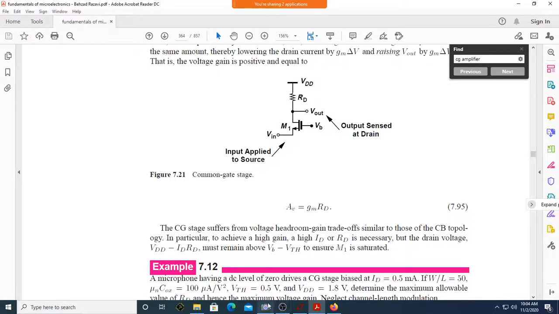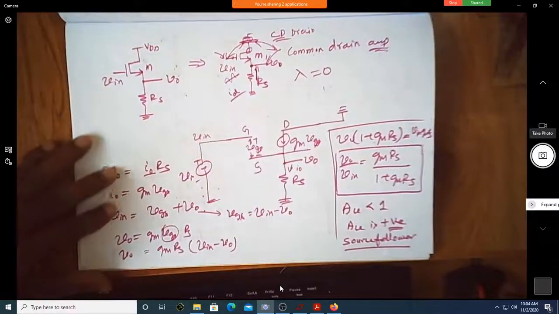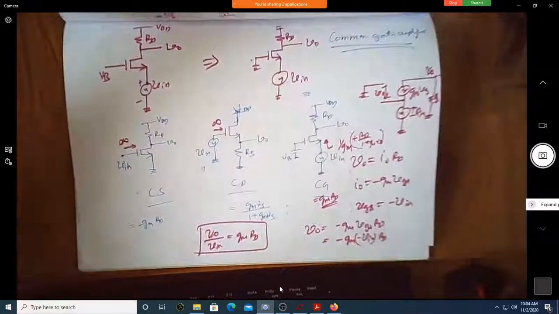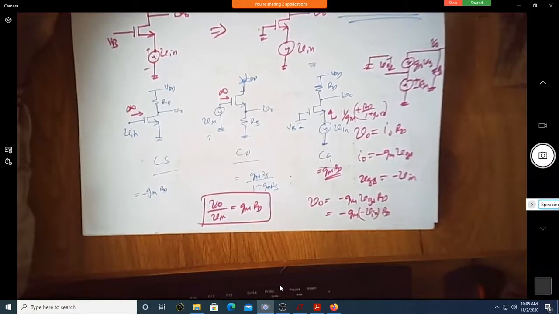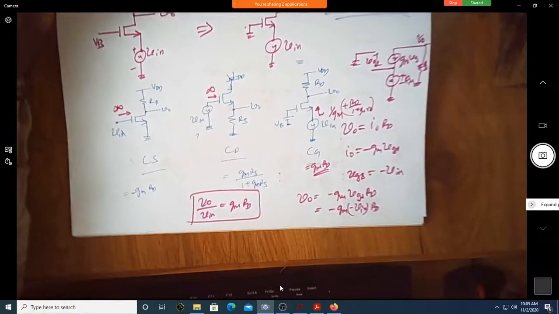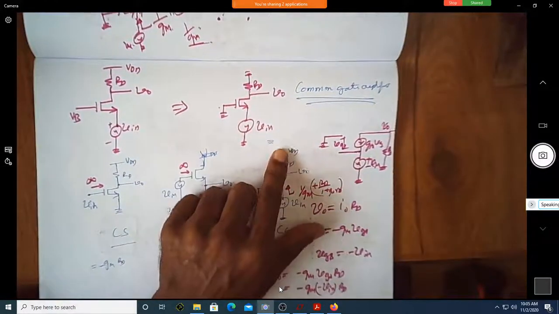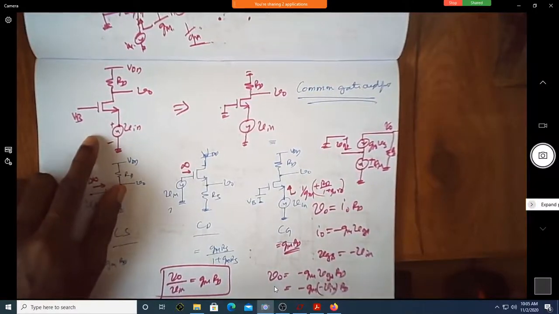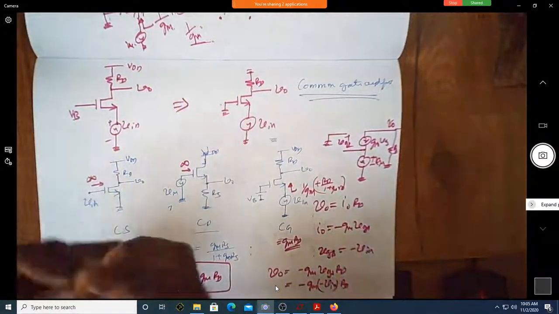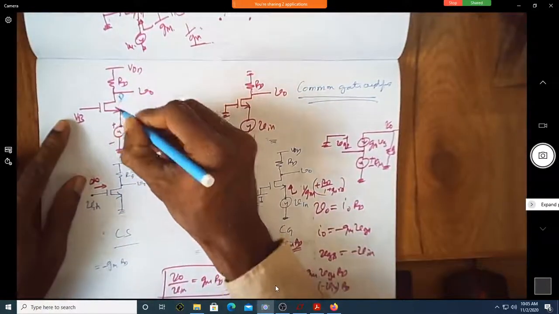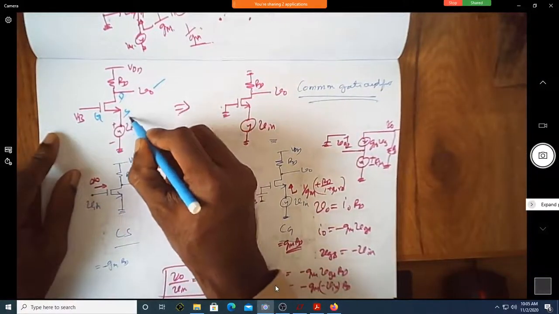Suppose I share my camera, and this is how we did it. Where is that common gate amplifier? Yeah, I hope this is that. Did we do the common gate amplifier? Yes, I think this is that. If you can see here, this is the VB, the bias voltage, and the output is measured at the drain point. So this is drain, this is source, gate, and output is measured here. Input is applied at the source.